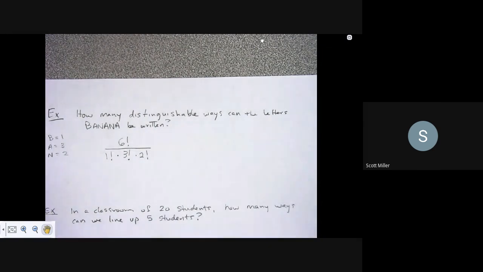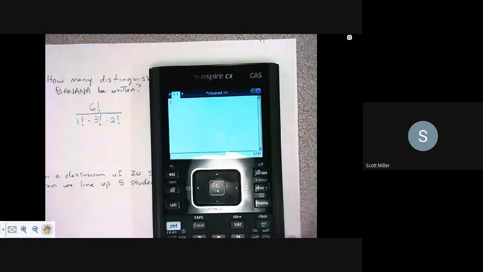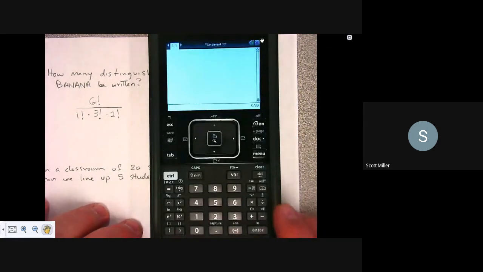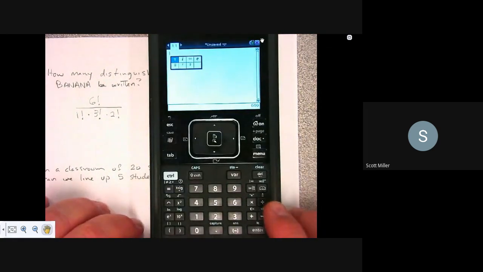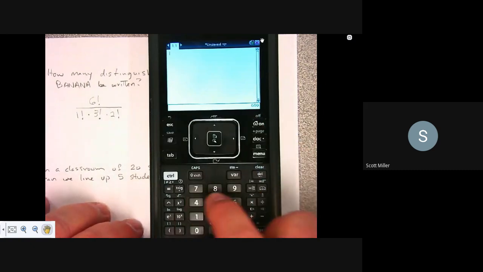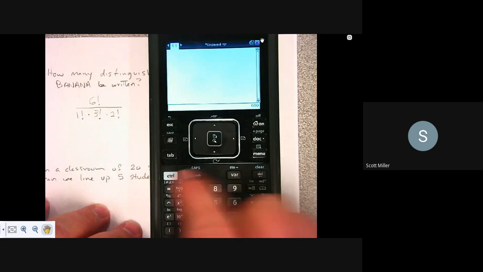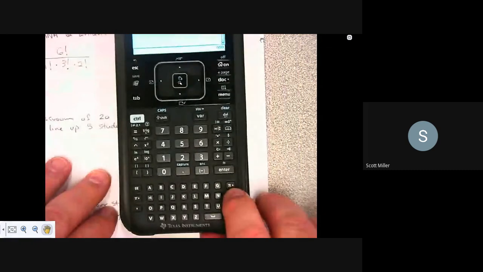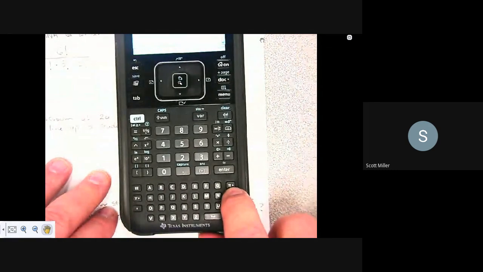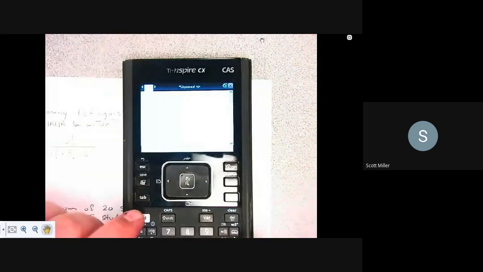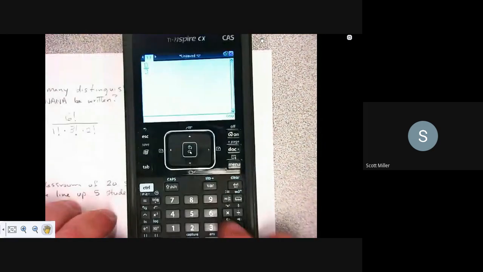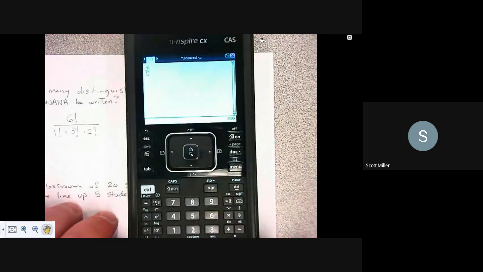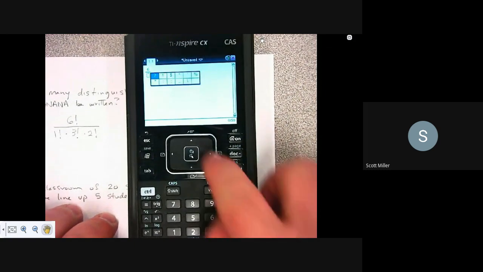Let's go find the factorial. I forgot where it was. Not there. I believe it's in this one. No, it's down here. So right down here on the calculator, there's a little button right here. That button has the factorial in it. And so I can use the fraction button. I can type 6. And then I push this button and do the factorial.